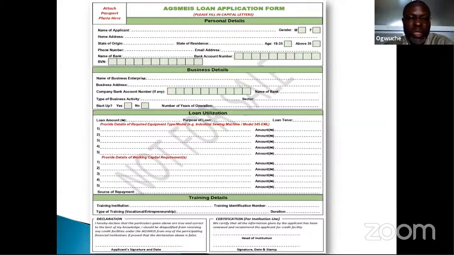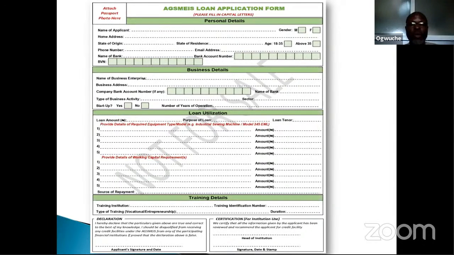Type of business activity, we have already looked at the various types of business activities, and then their sector. So you write out your line of business. Is it poultry? You write. Is it fishery? You write. Then the sector is agri. If it is dressmaking, the sector will be fashion and design down the line. So that's how you complete that section. Is it a startup? Yes or no? If it's a startup, you indicate that it's a startup. If it's not, you say no. Then number of years of operation, you give us the number of years if it's an existing business, okay?